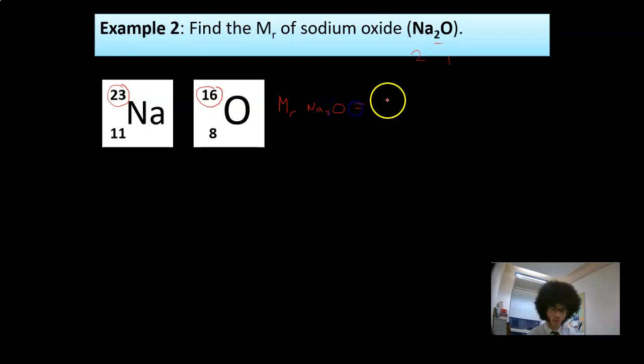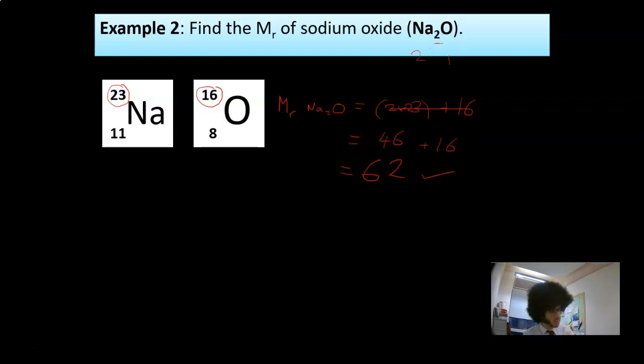So that would equal 2 times 23, add my mass for oxygen, which is 16. So that would equal 46, that's 2 lots of 23, plus your 16, which should give you 62. And that is your MR for sodium oxide, okay? So as you can see, it's relatively straightforward.